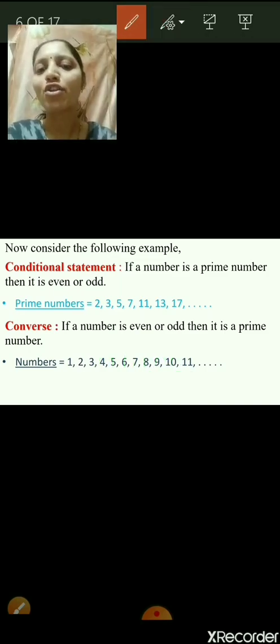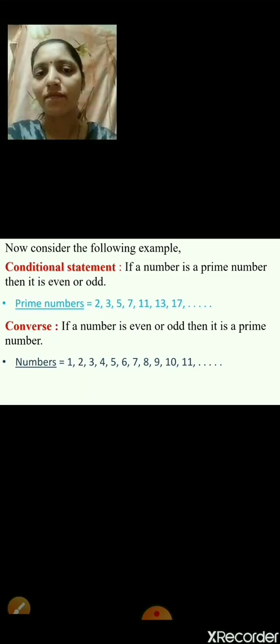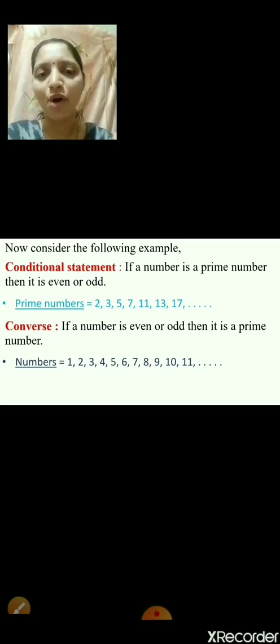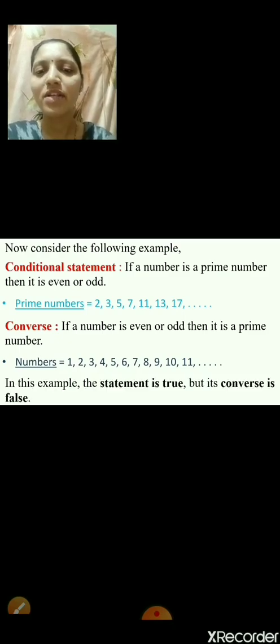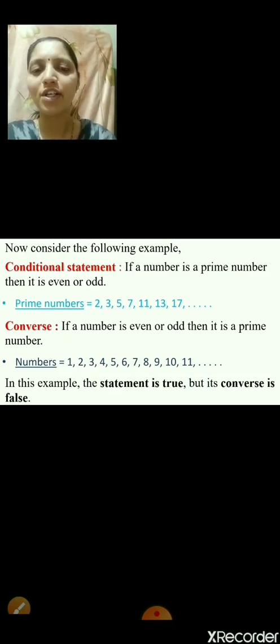That means the converse of this statement is not true. So this is the example which shows that the conditional statement is true but its converse is not true. So in this statement, the statement is true but its converse is false.